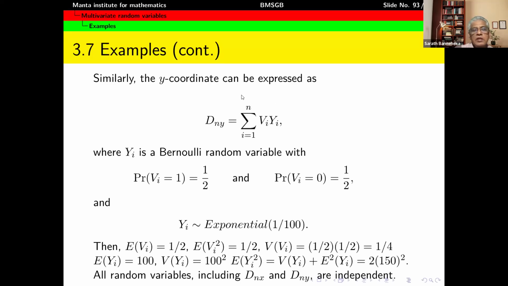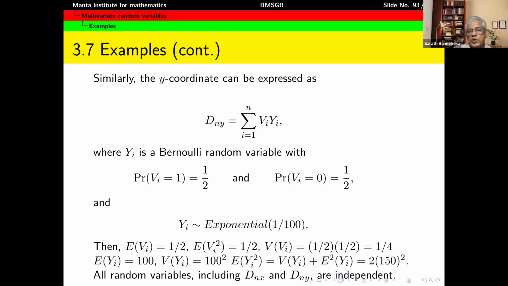And similarly, for the y direction, we denote the total movement by dny, and similarly we can get the corresponding values, the expected value of vi. Earlier I used u, now I am using v here because we need a different random variable, but vi also can take value 1 or 0. So vi is also a Bernoulli random variable with probability of success equal to half and probability of failure equal to half. Using the same methodology as earlier, we can find the expected value of vi, variance of vi, expected value of vi square, and similarly the expected value of yi, variance of yi, and so on. So these are here.